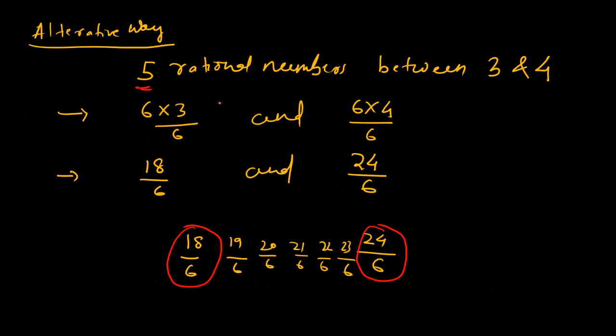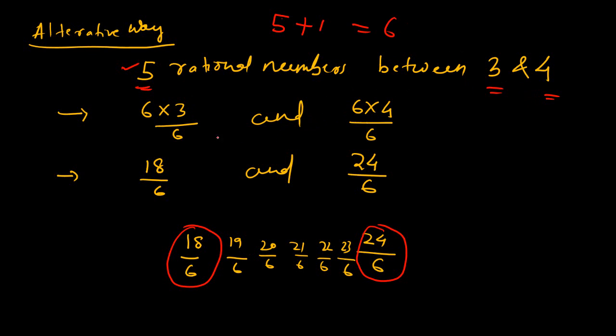The alternative way of doing it is this. Let's say we want 5 rational numbers between 3 and 4. It could be any number, by the way; I've just taken 5 as an example. So simply add 1 to 5. 5 plus 1 gives you 6, right? Then multiply 6 to these two numbers, and also divide by 6.